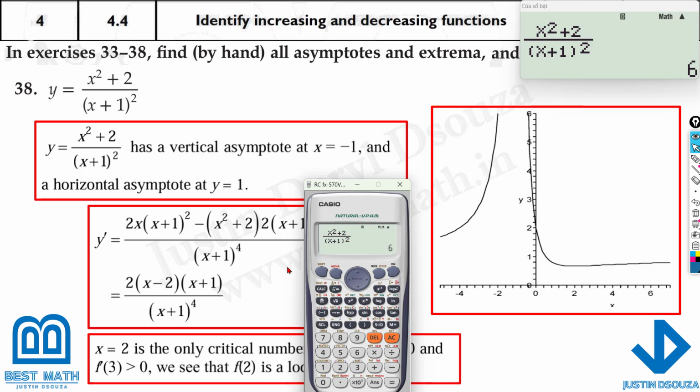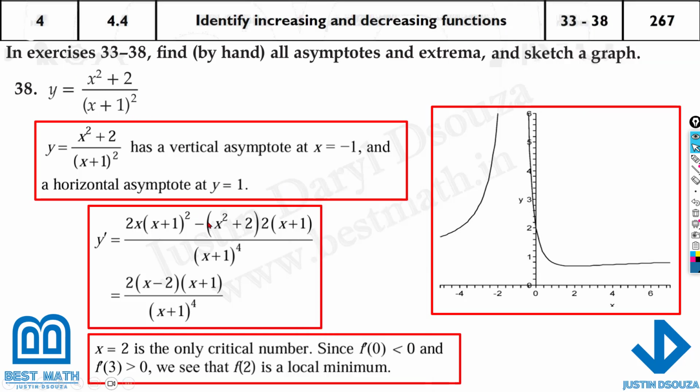For the increasing, decreasing, we can go to mode 7. We have done it already plenty of times before. From mode 7, you can easily put this equation, and from the calculator, you can easily understand how it is behaving, whether it's increasing or decreasing.